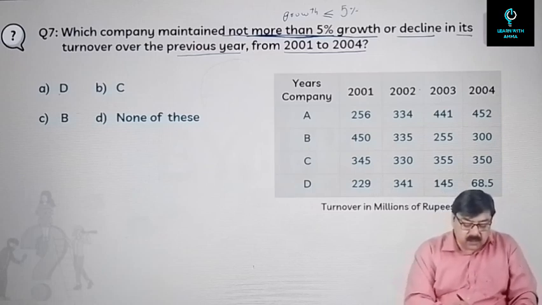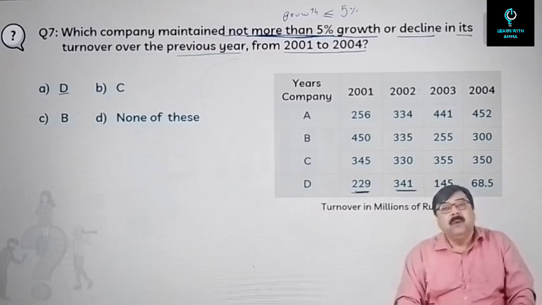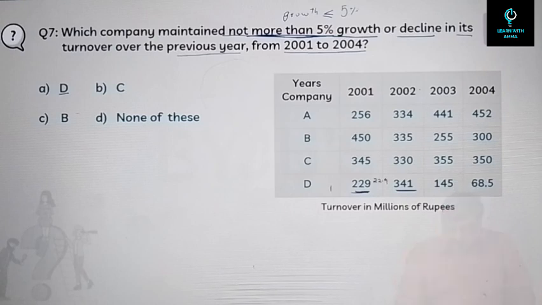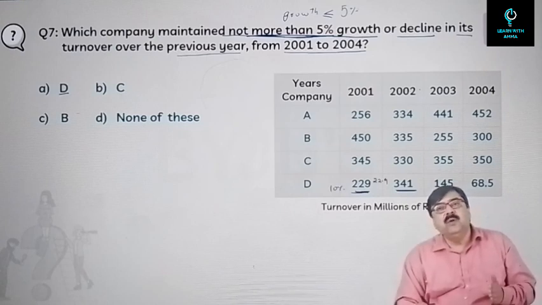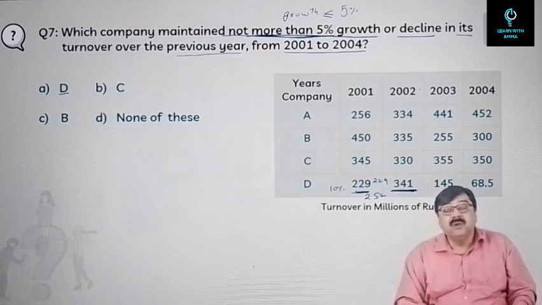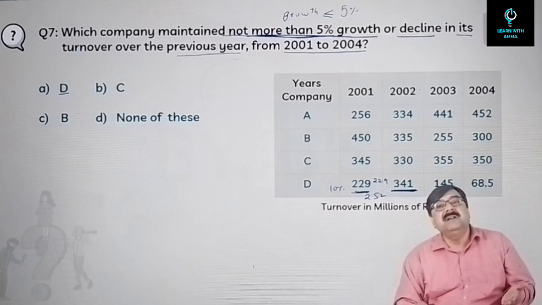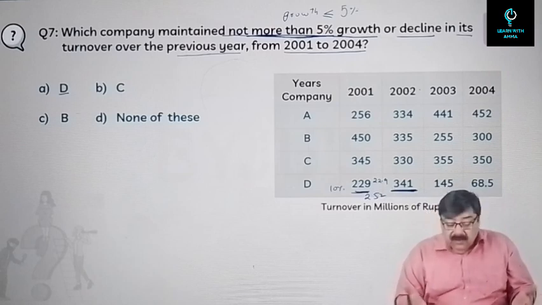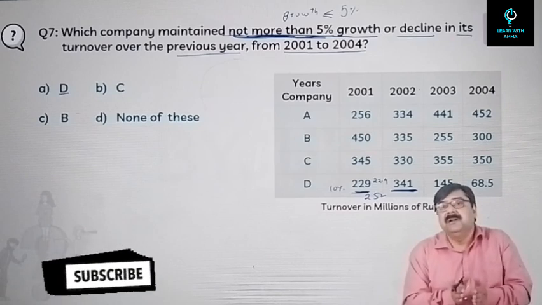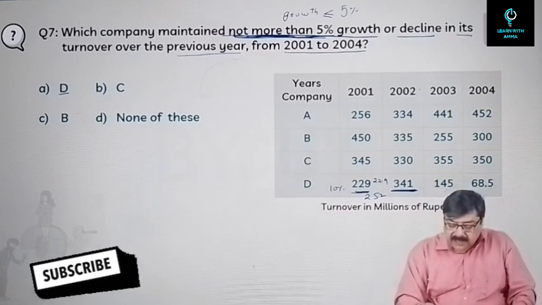Now, first of all, let's go to D, 229 to 341. Well, forget about 5%. Take 10%. 10% of 229 will be 22.9. This will be the 10%. Now, even if you add 22.9, let us say 23 to 229, it will be still 252. Whereas in the next year, the turnover was 341. So the growth has been much more than 10%. So obviously it is going to be more than 5%. And what the question demands, not more than 5%. Finding out 10% of a quantity is very simple. You just have to shift the decimal one place to the left side. So we cannot have D here.